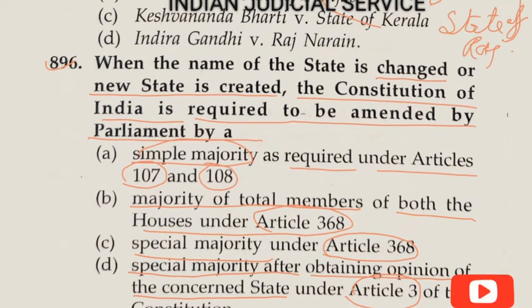So in this question, when Parliament changes the name of any state or creates a new state, there is a need of simple majority as required under Articles 107 and 108. So the answer here is option A.